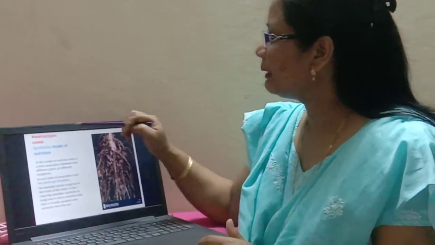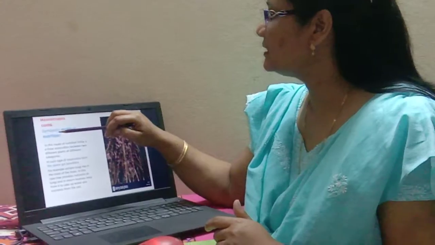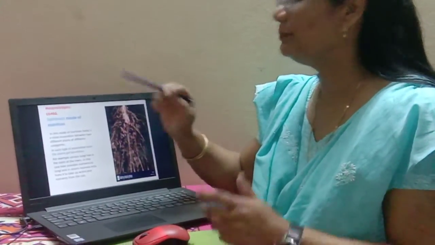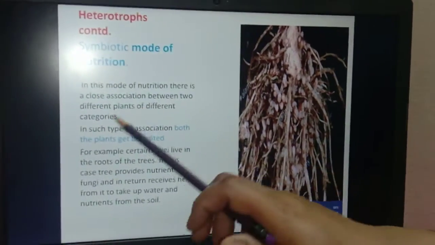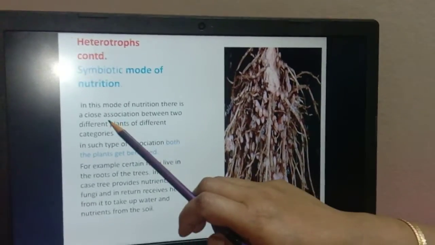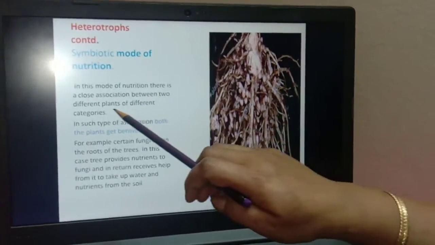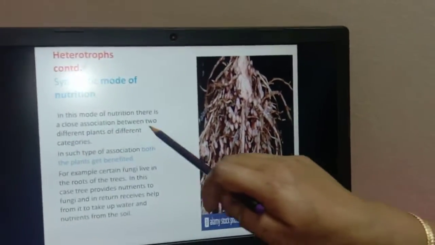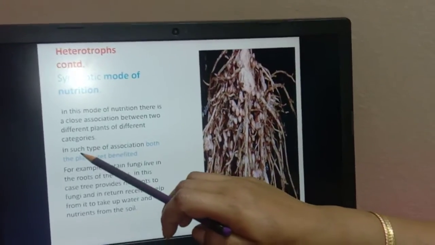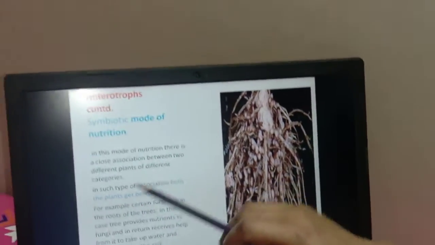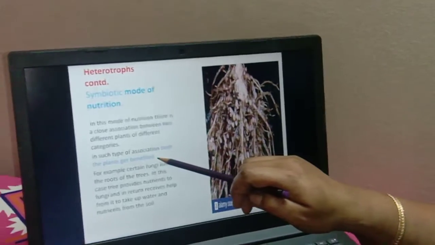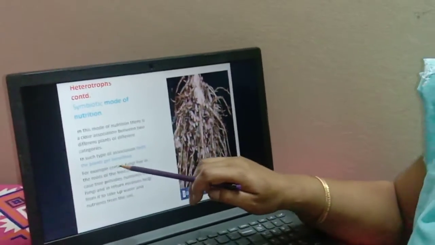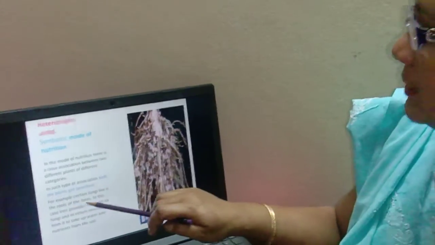Then another kind of heterotrophic mode of nutrition is symbiotic mode of nutrition. Symbiotic: two or more plants living together. In this mode of nutrition, there is a close association between two different plants of different categories. In such type of association, both the plants get benefited. For example, certain fungi live in the roots of the trees.